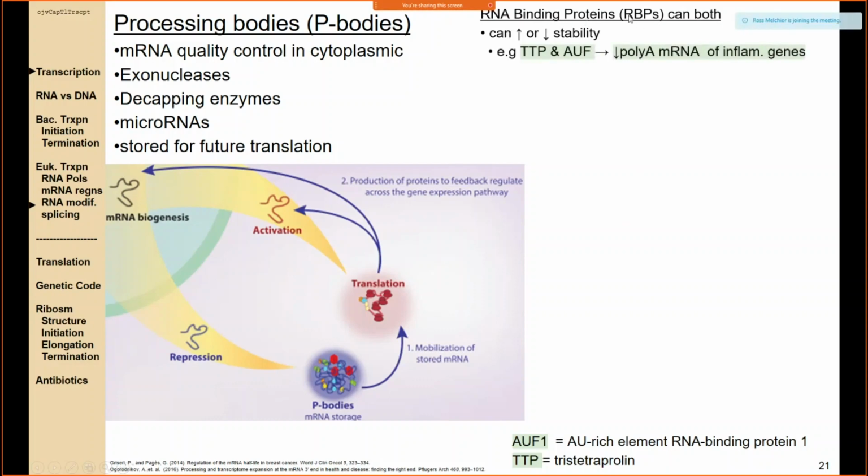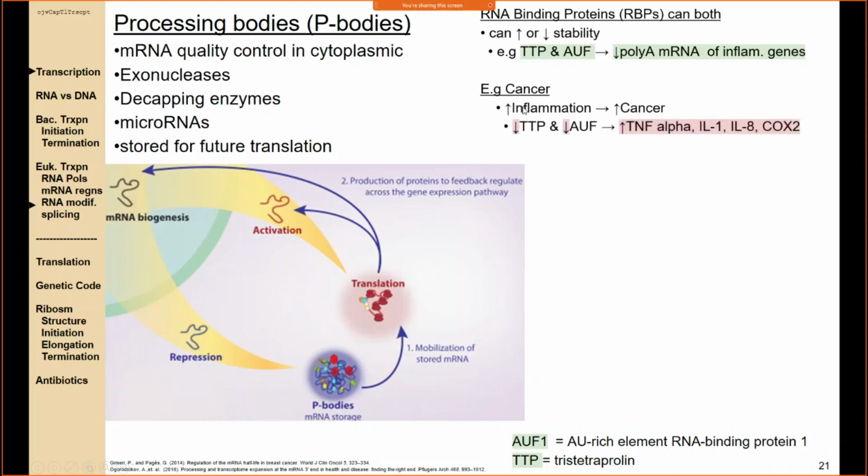So these RNA binding proteins are RBPs. They can both increase and decrease stability. An example is TTP and AUF. They decrease the poly A tails of the mRNA of inflammatory genes. So I think I've said this before, usually when you'll be exposed to disease states or pain in patients, there will often be too much inflammation. And so we're trying to lower the inflammation. And so TTP and AUF, by lowering the poly A tails of inflammatory genes, let's say TNF alpha or something, you're not going to have as much inflammation, okay? And an example, in cancer, increased inflammation can cause increased cancer. So TTP and AUF can be down in cancer, which increases inflammation.